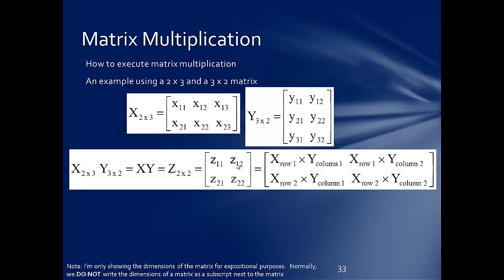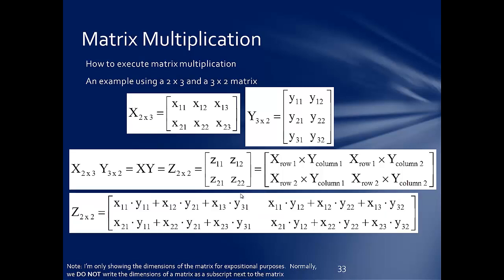In order to get Z12, we would take the first row from the X matrix and multiply it by the second column from the Y matrix. In order to get element Z21, we would take the second row from the X matrix and multiply it by the first column in the Y matrix. Lastly, to get element Z22, we would take the second row from the X matrix and multiply it by the second column from the Y matrix.